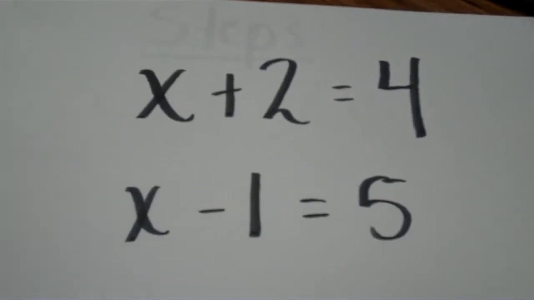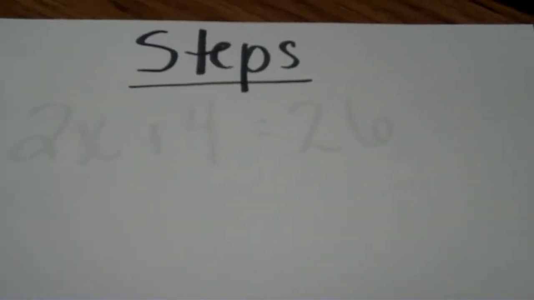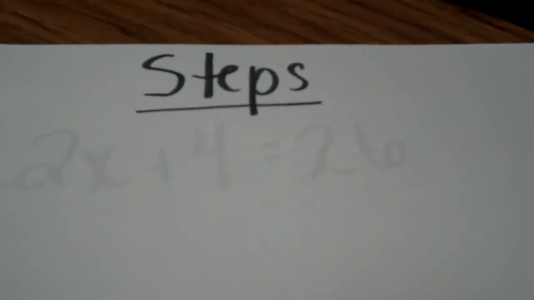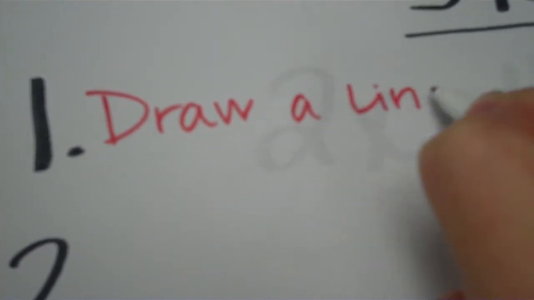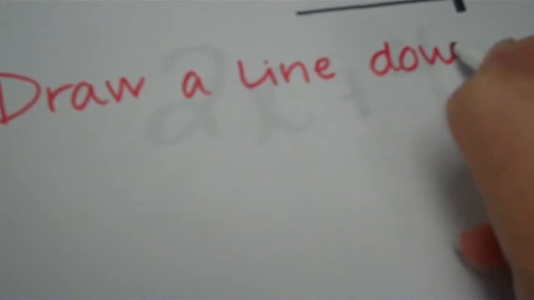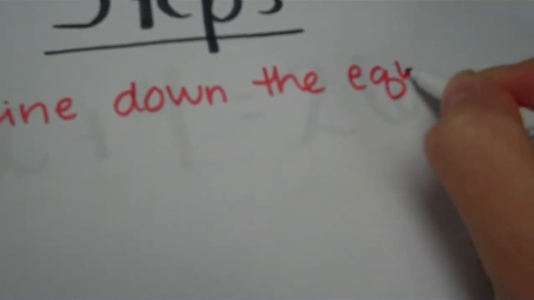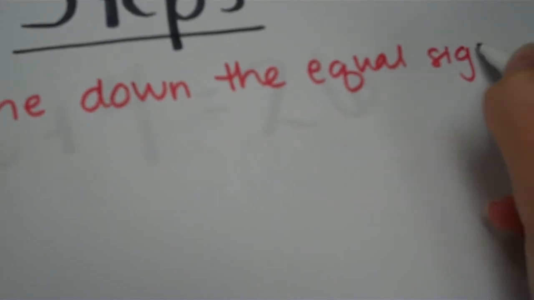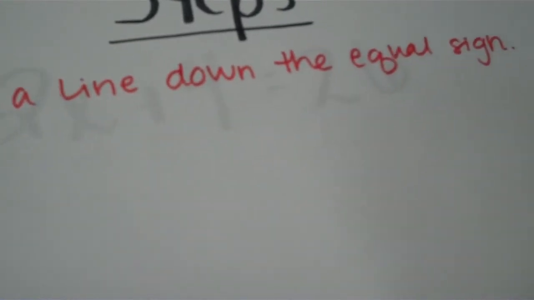Now, there's really fancy ways I could explain this to you, but the way I teach it's weird, and it's kind of corny, but it's going to help you understand, okay? So I need you to write down these steps. Step 1 is always, always, always, and this will not make sense to you right now, but it will in a little bit, draw a line down the equal sign. I will explain that in a little bit. Okay, so you draw a line down the equal sign.